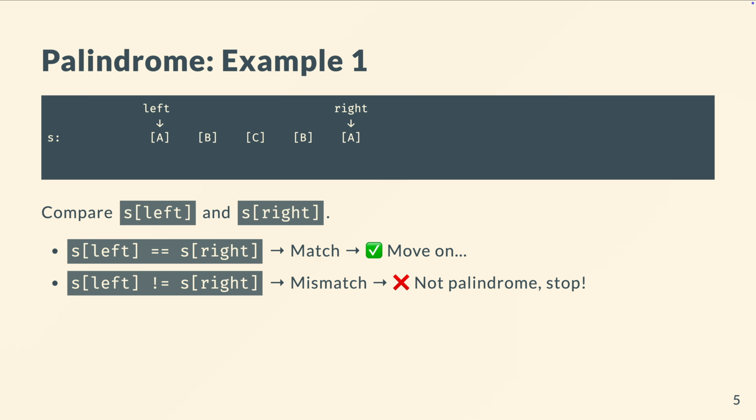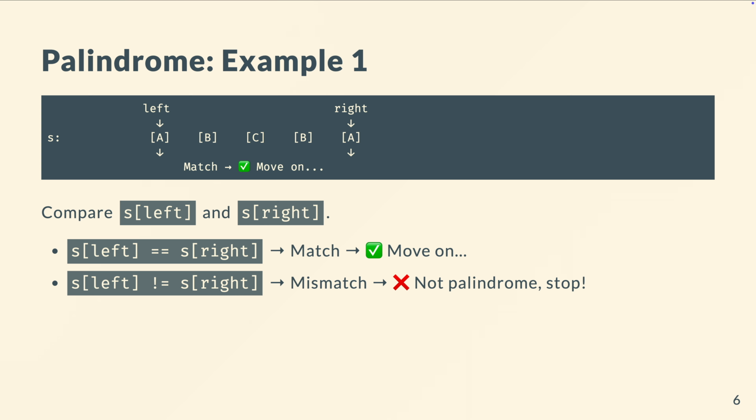Now we compare the two characters. We compare the two characters at index left and index right. If they are equal, that is a match, and we keep going. If they are not equal, that is a mismatch, and we can stop immediately and say, not a palindrome.